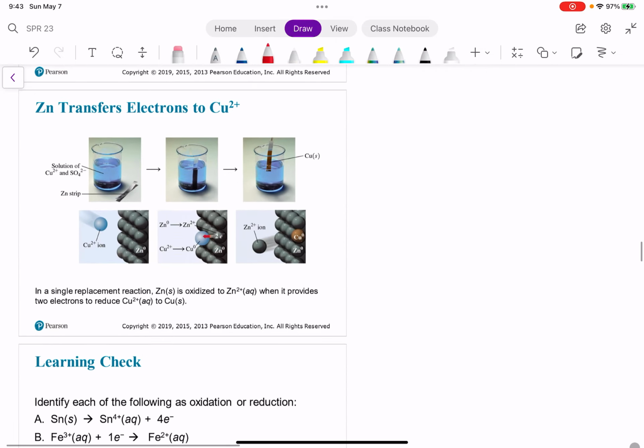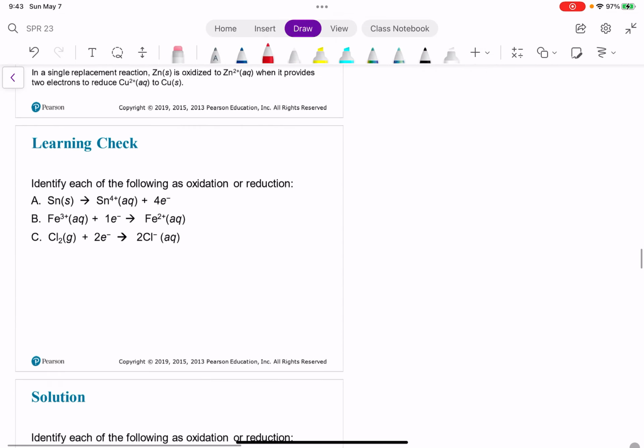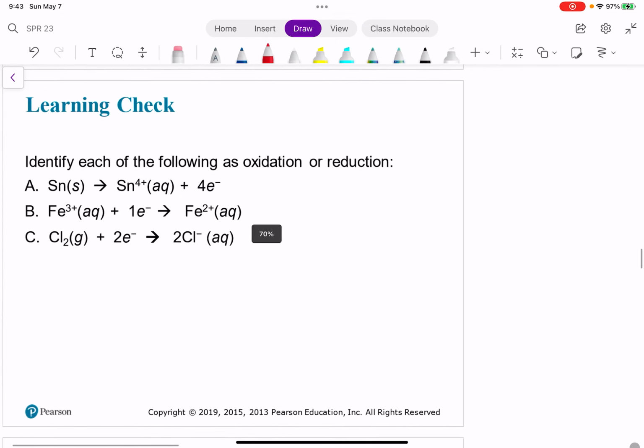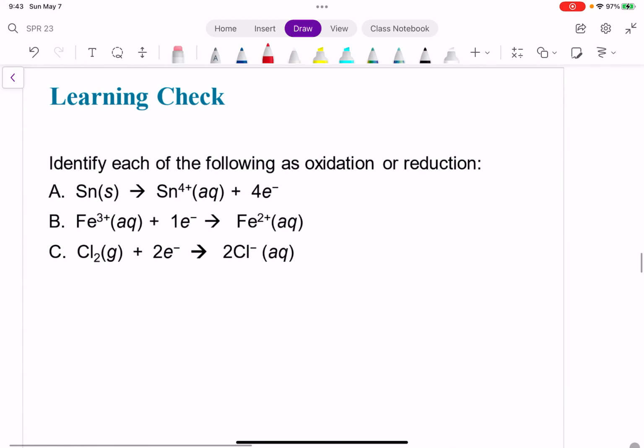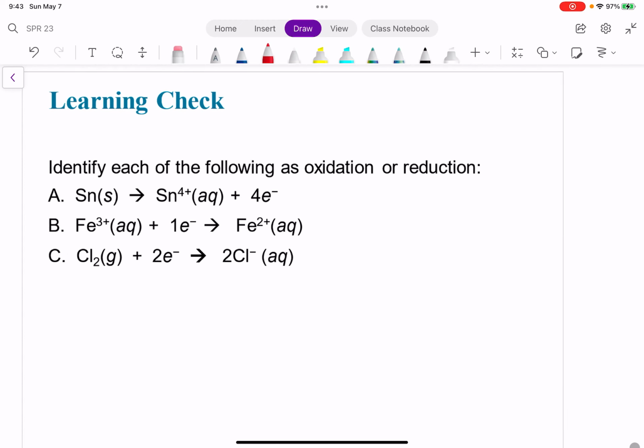All right. So go ahead and try this learning check. I'm not going to go through it with you, but go ahead and try the learning check, check your answers, and then if you have any questions, do let me know.